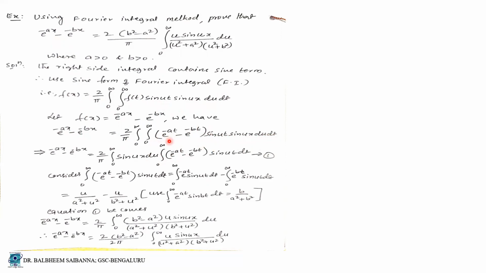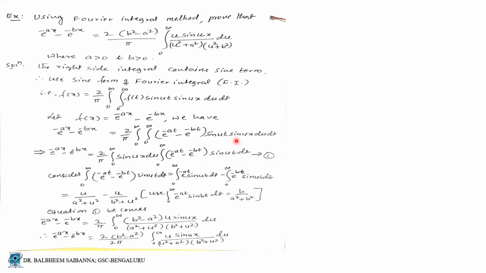Again we write the same integral in a different form: 2 by pi, first integral 0 to infinity sin ux du. Here this term sin ux du we write together with the first integral, and the remaining we write as the second integral, 0 to infinity e to the power of minus at minus e to the power of minus bt sin ut dt. Now this is called integral equation number 1.